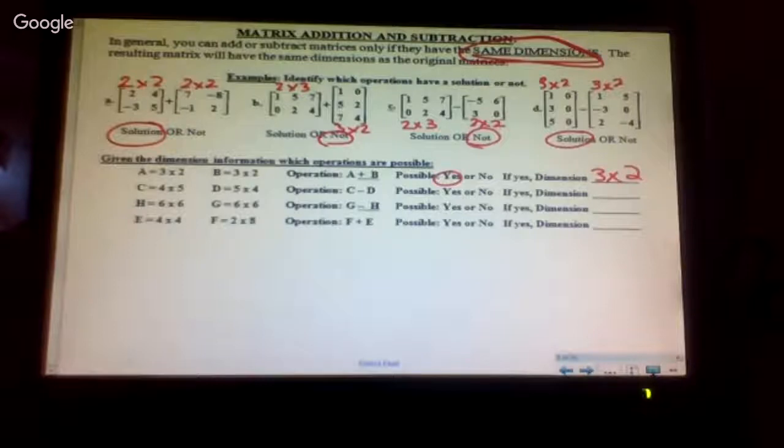Okay, if I have a 4 by 5 and a 5 by 4, can I subtract? No. Which means I don't need a dimension because you can't do it. What if I have a 6 by 6 and a 6 by 6? Yes. And my final dimension would be 6 by 6. A 4 by 4 and a 2 by 8? No.